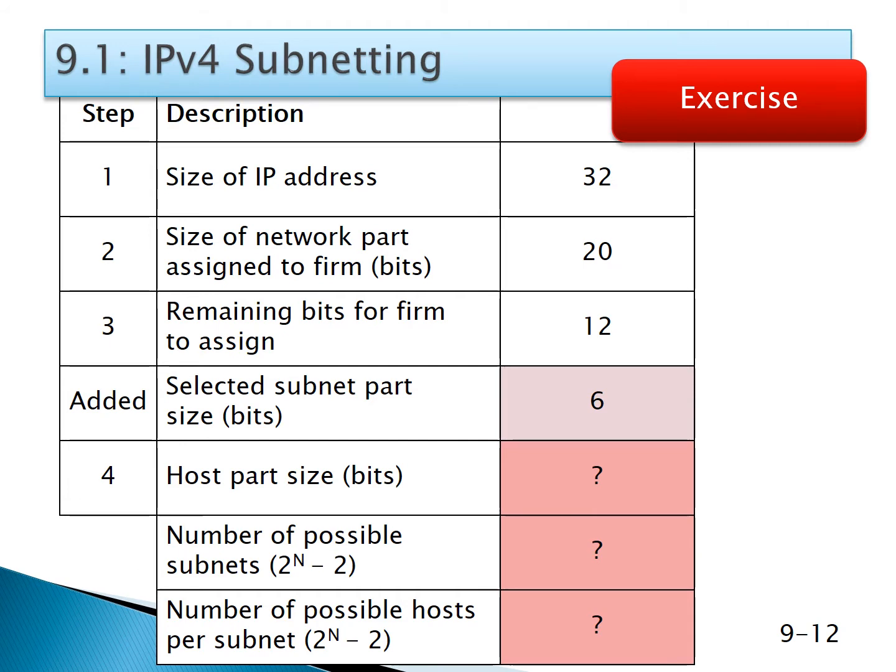Another exercise, so you are also given 12 bits, and then you use 6 bits for the subnet part. Then that means you have the remaining 6 bits for the host part. And the number of possible subnets is 2 to the power 6. So that would be 64 minus 2, that will be 62. And the number of possible hosts per subnet is also 62.